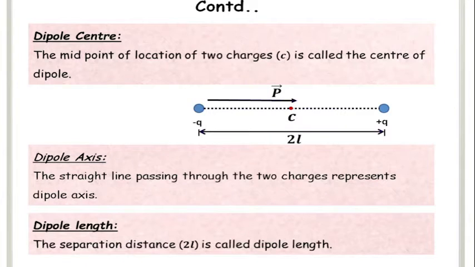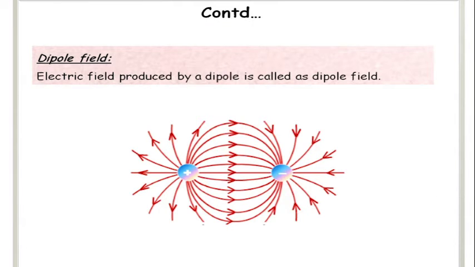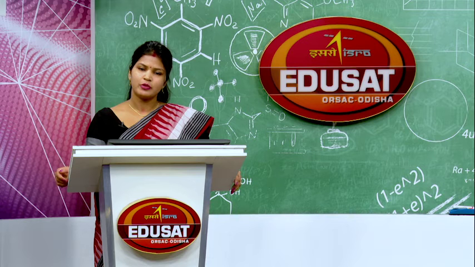What is the dipole center? See, the center is marked here as C. The dipole center is the midpoint of the location of the two charges. What is the dipole axis? The straight line passing through the two charges represents the dipole axis. What is the dipole length? The separation between the two charges, 2L, is called the dipole length. What is the dipole field? The electric field produced by a dipole is called the dipole field, you know very well.